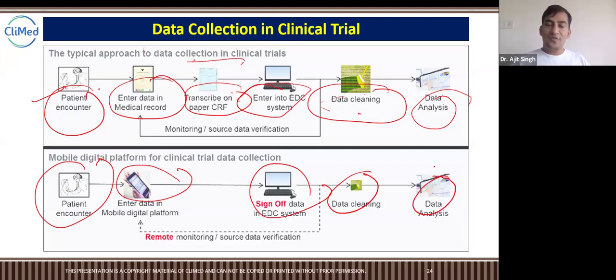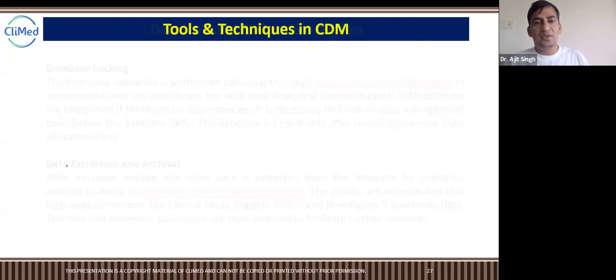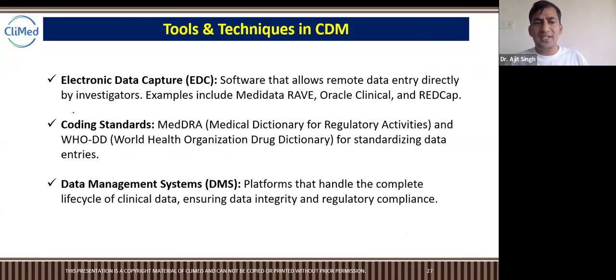So there are two types of format. One is paper format, which we use for clinical data collection. One is digital format, where we collect the data, right? So these are the simple things you will understand here: data entry, data validation, managing discrepancies, medical coding, and also data logging. And these are some tools like EDC, electronic data capture, such as MedRave, Oracle Clinical, REDCap.